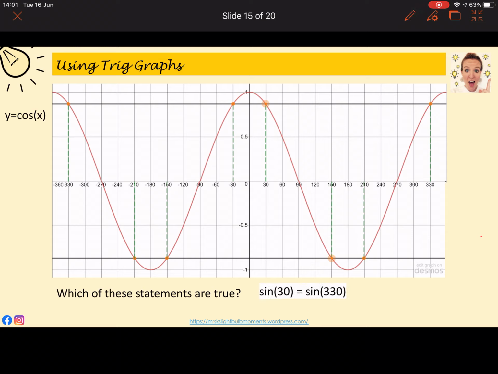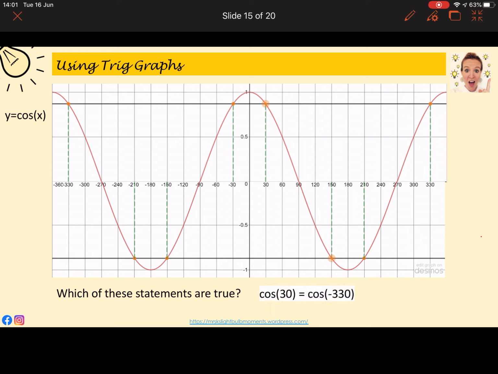Is sine 30 equal to sine 330? Now, I've just put this one in there to make sure you're concentrating. We can't answer that one because this is the cos graph. Okay, so just be really careful. You can only answer cos ones on this graph. That's why I put that one in there. Can't answer the sine one.